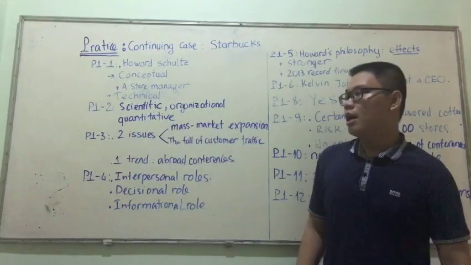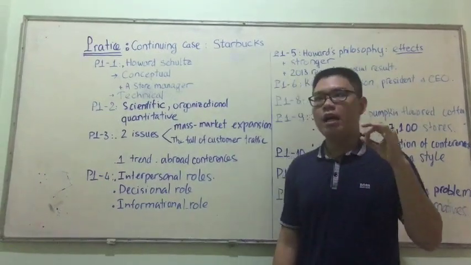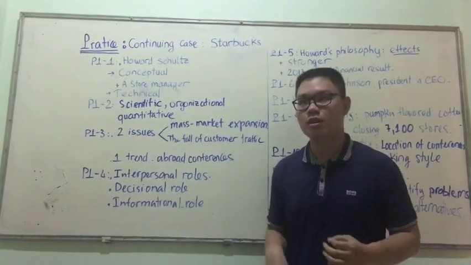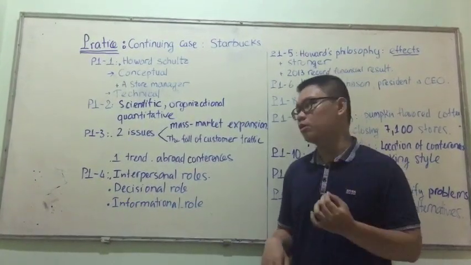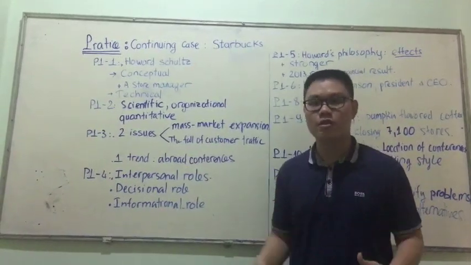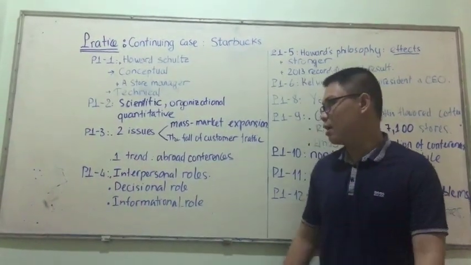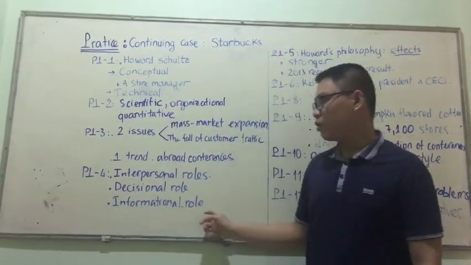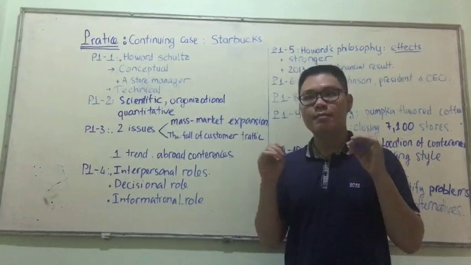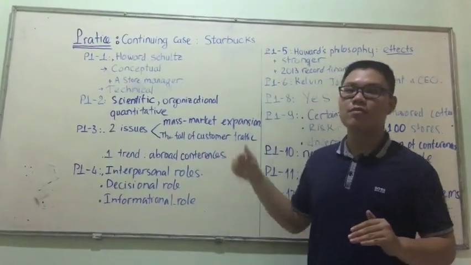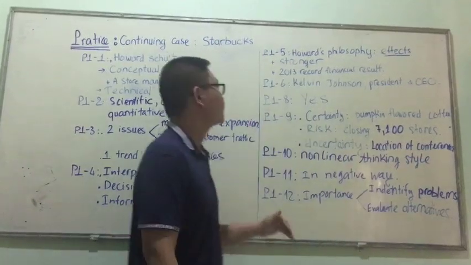Decisional role: he had a controversial decision. He decided to hold a leadership conference with all the top managers and 2,000 partners. And the last one is the informational role. He wrote by himself to his top managers about the unprecedented growth of the company.